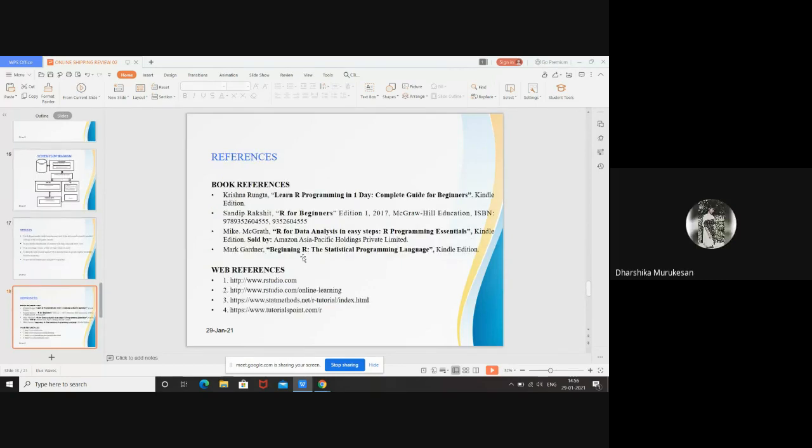Here are the book reference and the web reference. We have referred to Learn R Programming Complete Guide for Beginners and R for Beginners and Beginning the Statistical Programming Language.